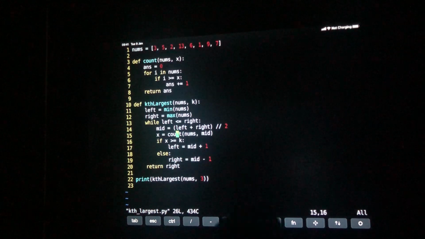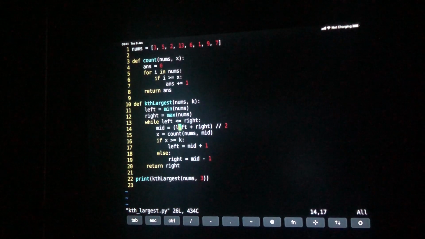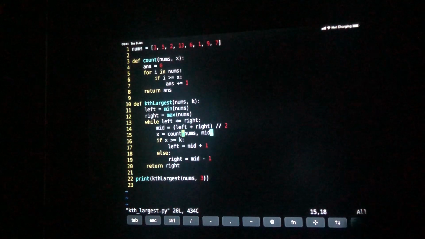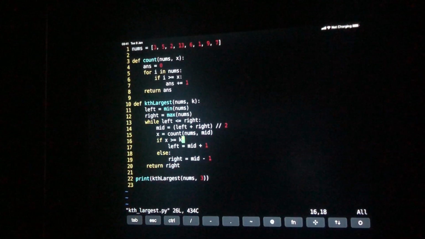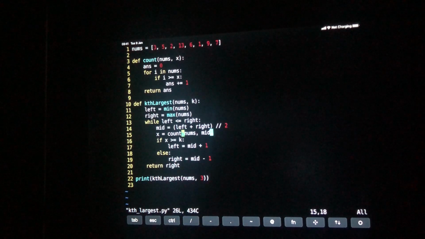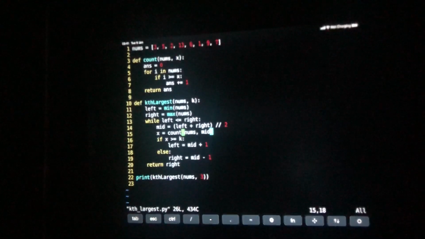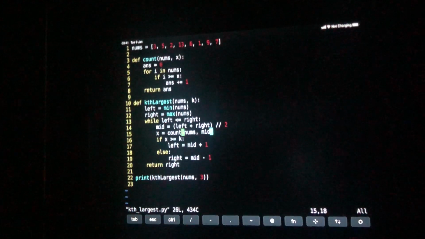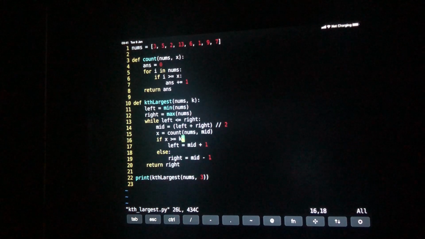So why, when there are more than k numbers larger than the mid, do we need to increase the mid? For example, if we are interested in the third largest number, and we found that for this current mid there are five numbers bigger than the mid, it means that we need to increase the mid, so this x will be reduced. When we increase the mid, we should search the upper half. So that's why we set the left boundary to mid plus 1.